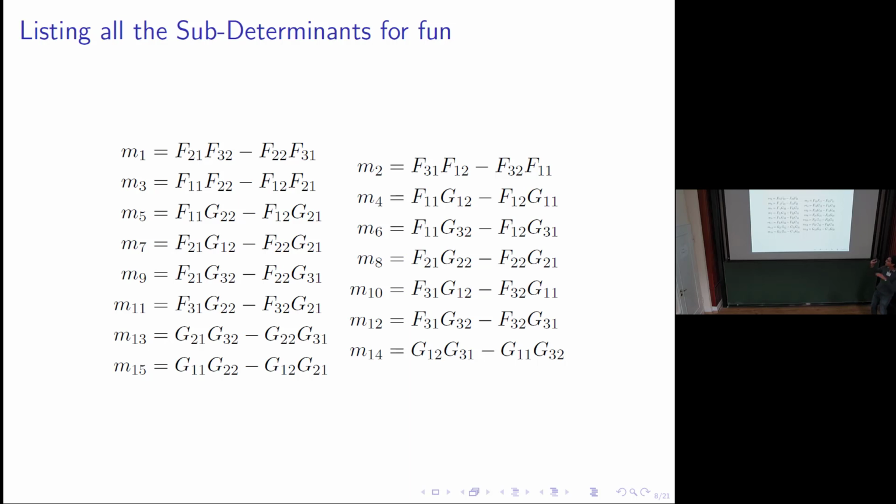This is not an illuminating slide, but the reason I wrote it down is because the first 3 of these are more important than the rest in the remaining analysis. Because the first 3, M1, M2, and M3, are the ones that depend only on F. So when you pick rows coming only from the first 3 rows, you get M1, M2, and M3. M4 to M15 can have these mixed terms between F and G, and then, of course, the last 3 only depend on G. So I want to note that M1, M2, and M3 depend only on F. Okay? All right.